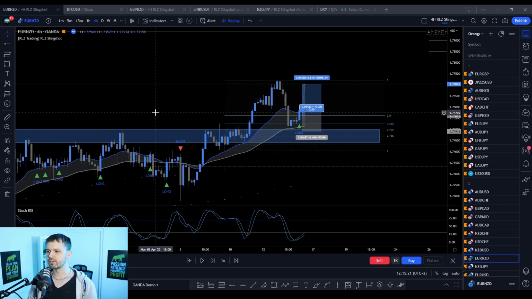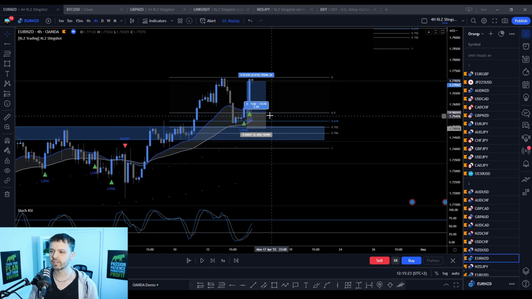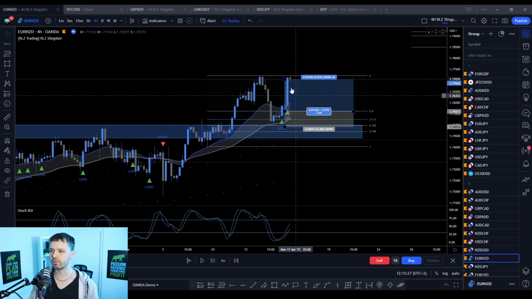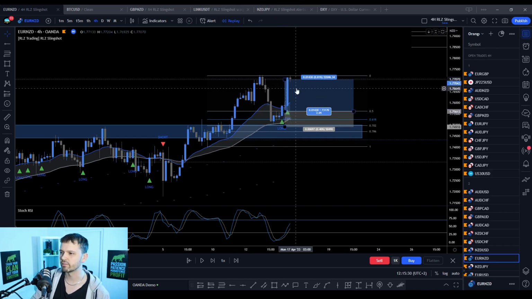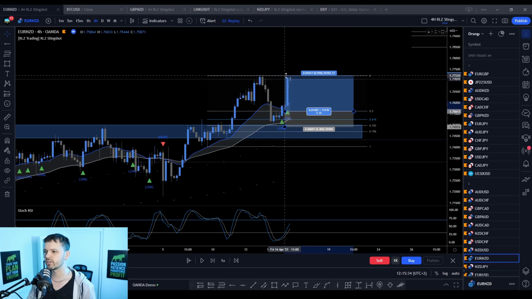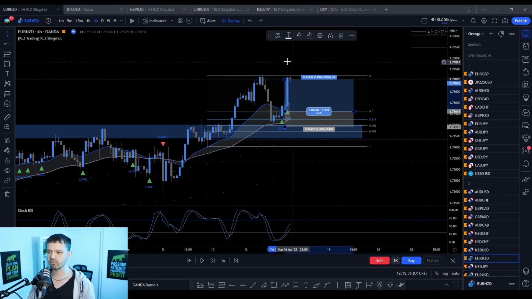Let's see how this plays out. I'd say that's pretty much perfect, right? You get a wick down to the 50 and it fills your orders right here, and then boom, right up to TP1, which kind of front ran the zero. But even having right on the zero will be a profitable trade as well.